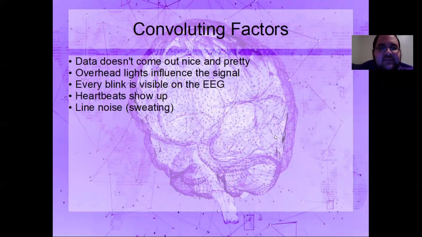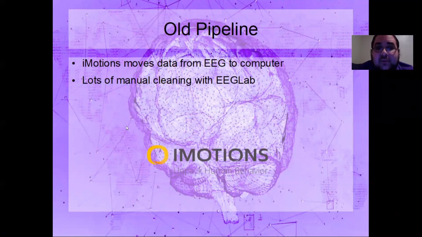The electrodes are very sensitive, and so the data doesn't come out nice and pretty. Overhead lights and blinks, any sort of muscle movement in the face can influence the signal, and the equipment gets jostled occasionally. So I worked on developing the data pipeline they were using. They use eye motions to move the data from the EEG onto the computer, and prior to this, they used a bunch of manual cleaning with EEGLab.